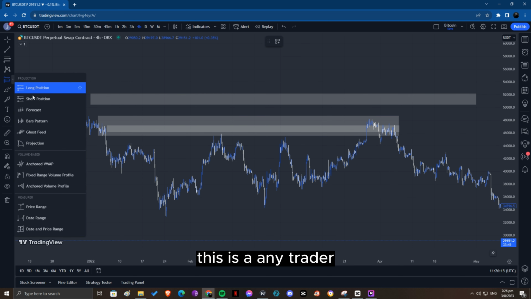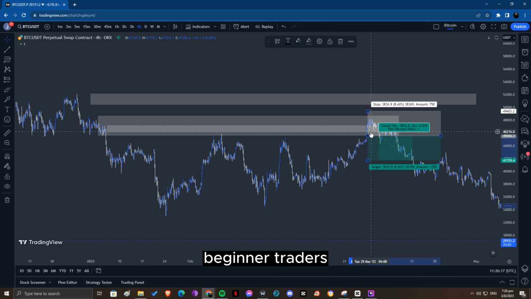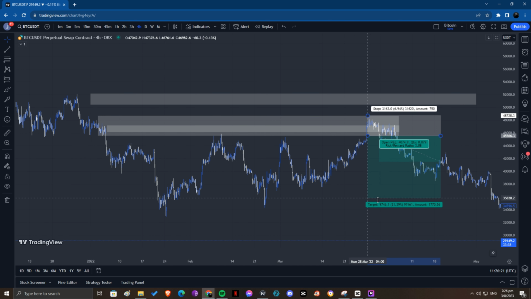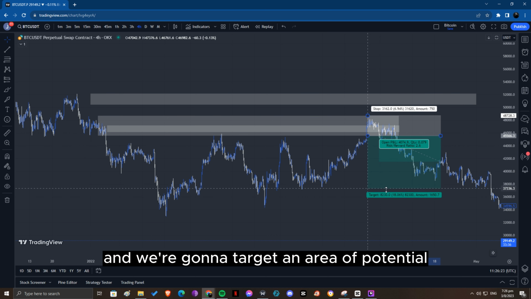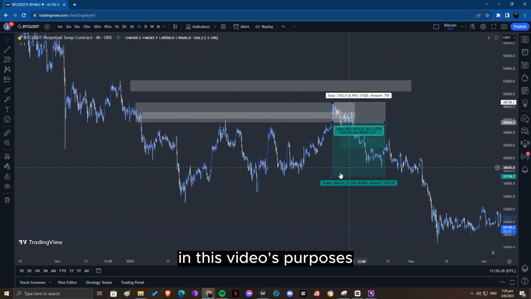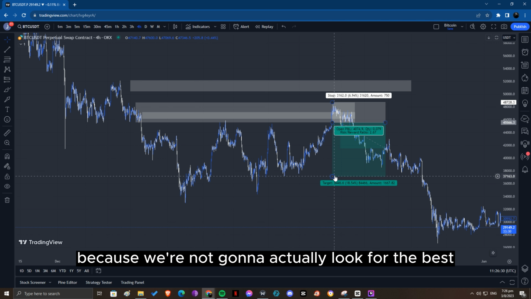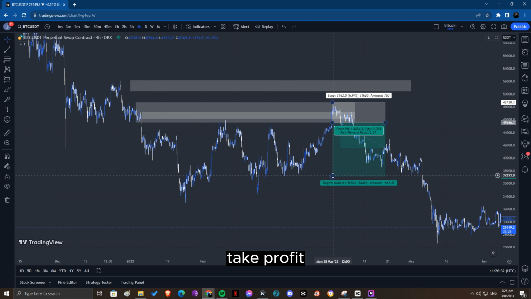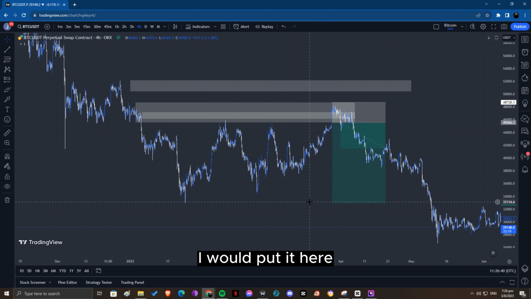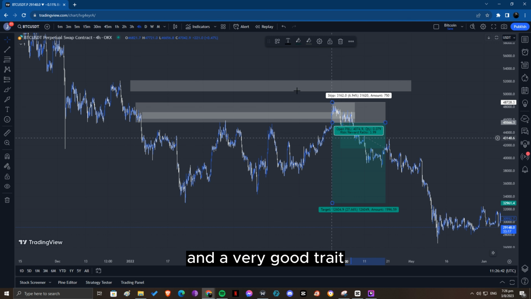So any trader, beginner traders for order blocks, we usually do a very solid entry like this. And we're going to target an area of potential entry. So in this video's purposes, we're not going to actually look for the best entry because we're not going to actually look for the best take profit because, well, we're trying to learn order blocks, not how to take profits. But generally, we would look for areas of interest. So technically, I would put it here, and this is a 1 to 4, and a very good trade.